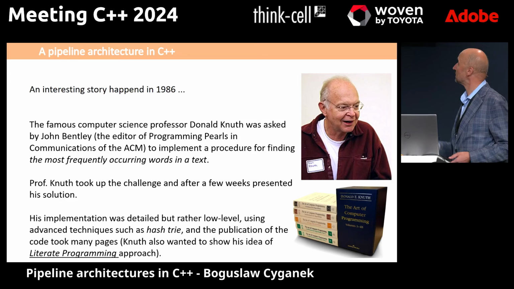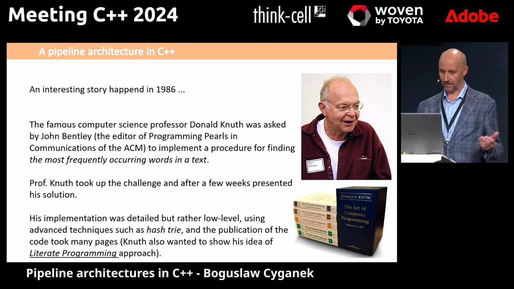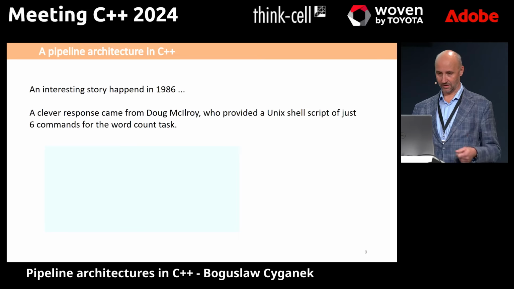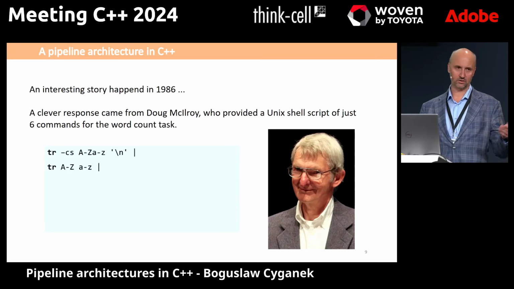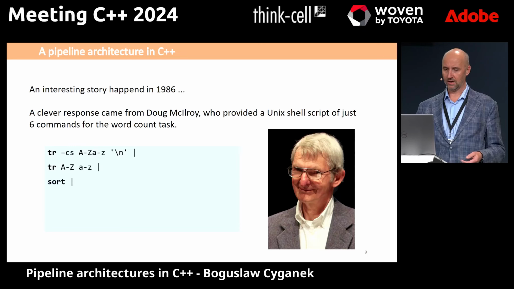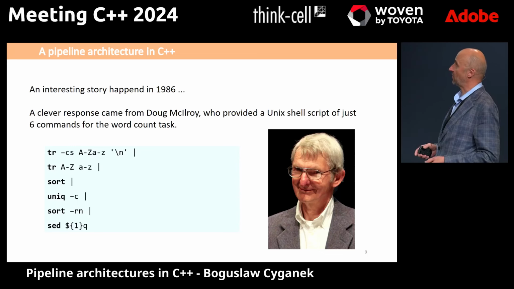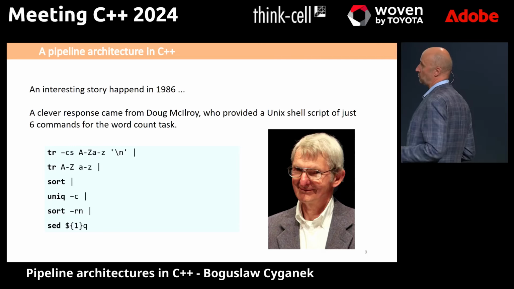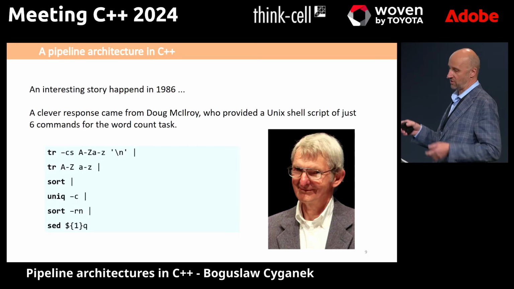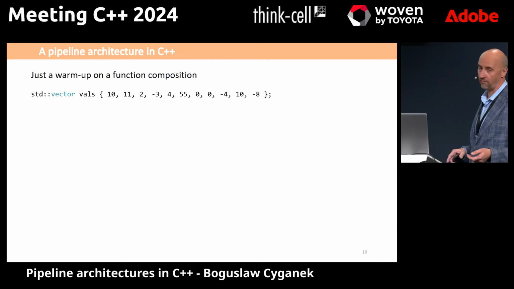So he is famous because of this set of seminal textbooks. Everybody has at least seen them, or learned from them. But an interesting response came from Doug McIlroy, who, instead of a couple of pages of code from Professor Knuth, proposed just 6 lines of functional programming. This is mostly translating all non-alphabetic characters to new lines, then all capital letters to small letters, then sorting, then finding unique values, then sorting in reverse, and then printing a couple of the best results. So that showed the power of functional programming.